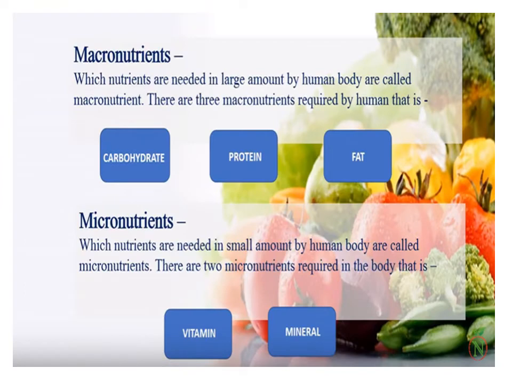These nutrients are classified into two groups based on the requirement of our body. The nutrients which are required in a large quantity by our body are called macronutrients, and the nutrients which are needed by our body in a small quantity are called micronutrients. The macronutrients, as you can see on the screen, are carbohydrate, protein and fat, while the micronutrients are vitamins and minerals.